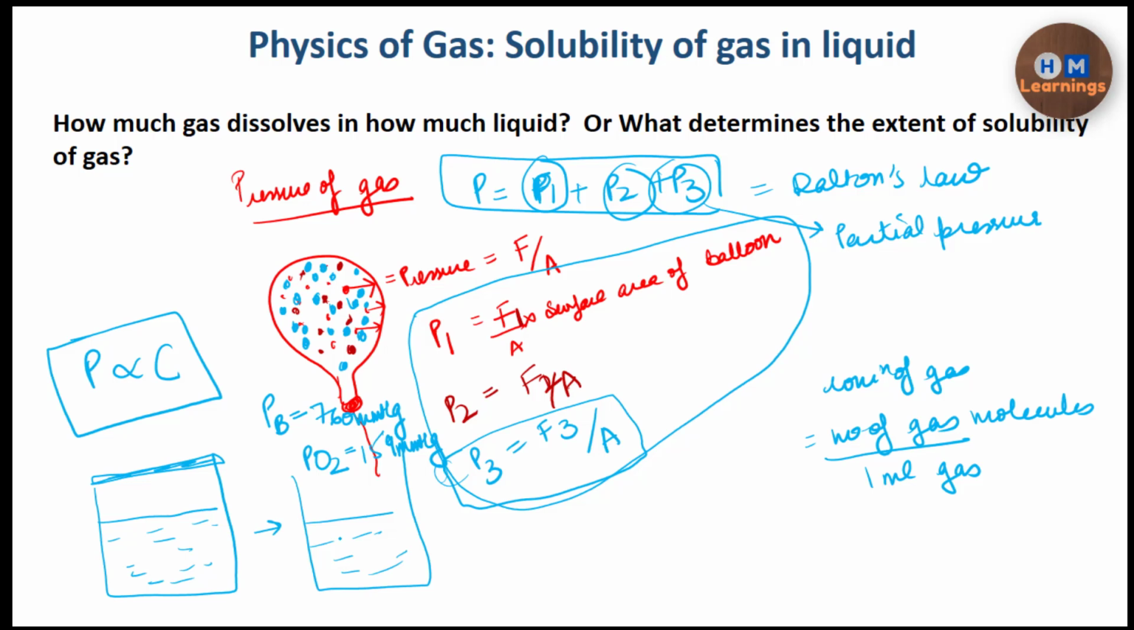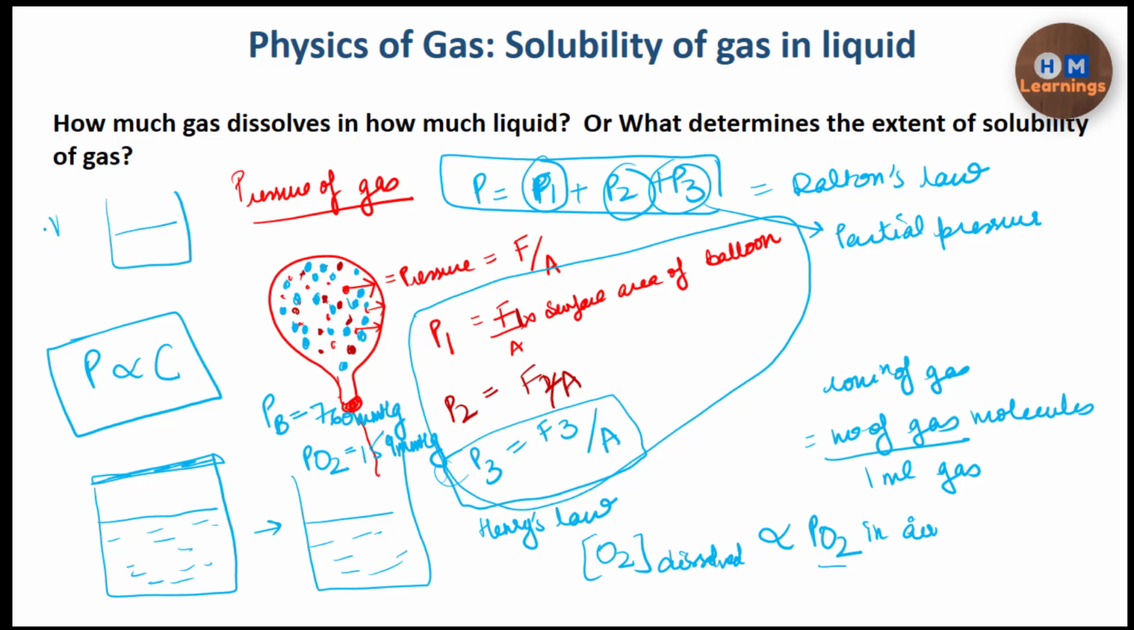Now you want to know what is the amount of oxygen which will be dissolved in the water. So how can you know? That is defined by Henry's law, which states that the concentration of oxygen dissolved in water is directly proportional to the partial pressure of oxygen in the air to which it is being equilibrated, to which it is being exposed. This is something I have told you before: if you increase the concentration of gas, the number of gas molecules which enter inside the water will increase.